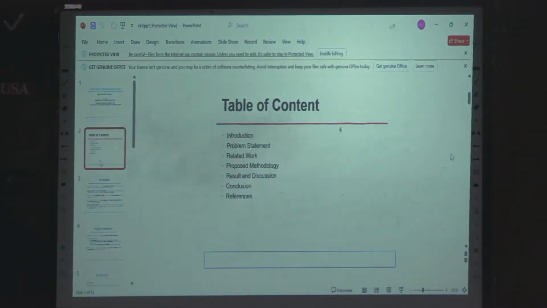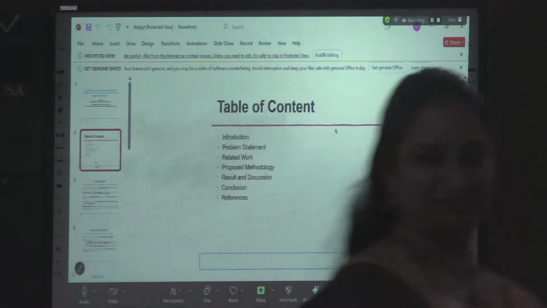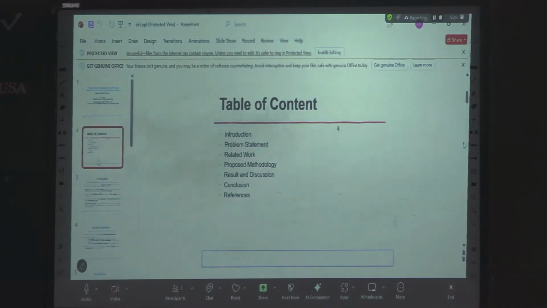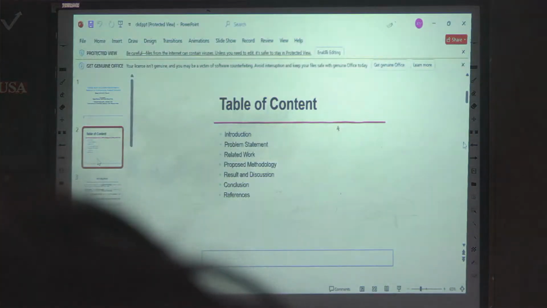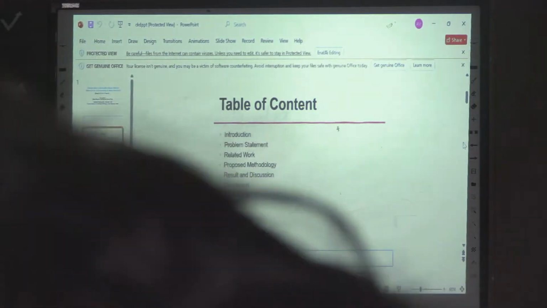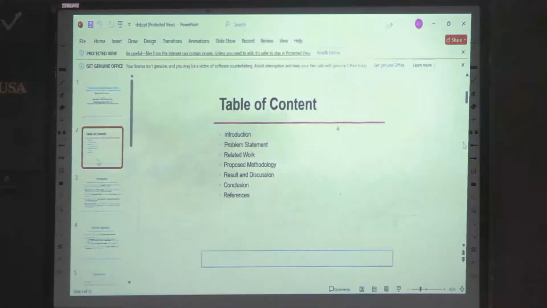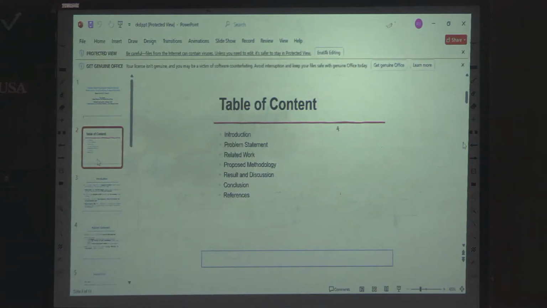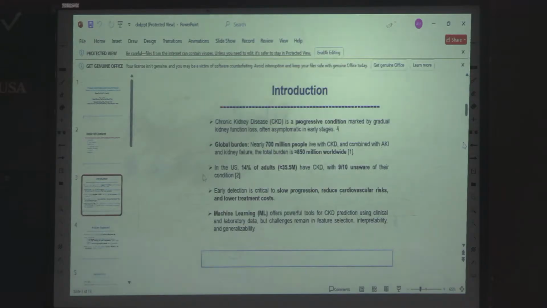So let's start. Here is the outline of my presentation. First, we will start with the introduction, then the problem statement, then we will move to related work, proposed methodology, result and discussion, conclusion, and at last the references. CKD is a progressive condition that makes the kidney lose its function.